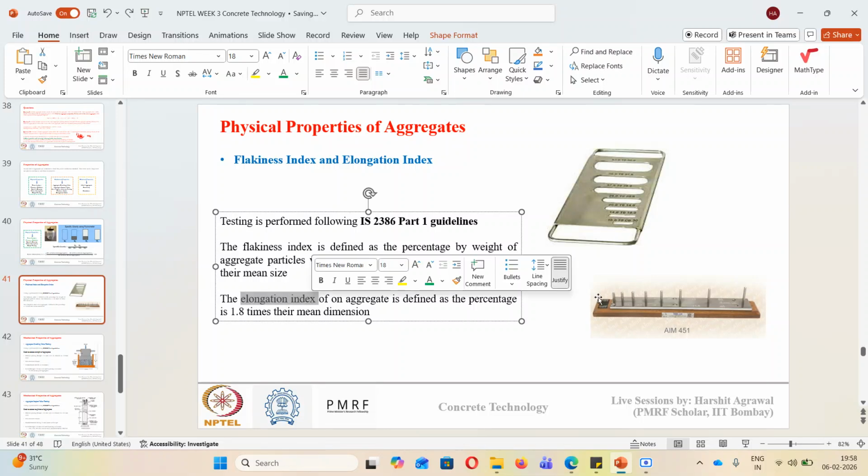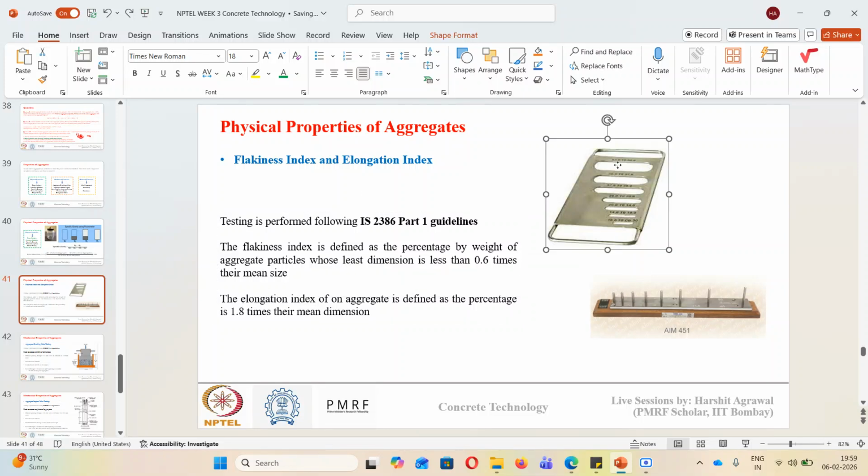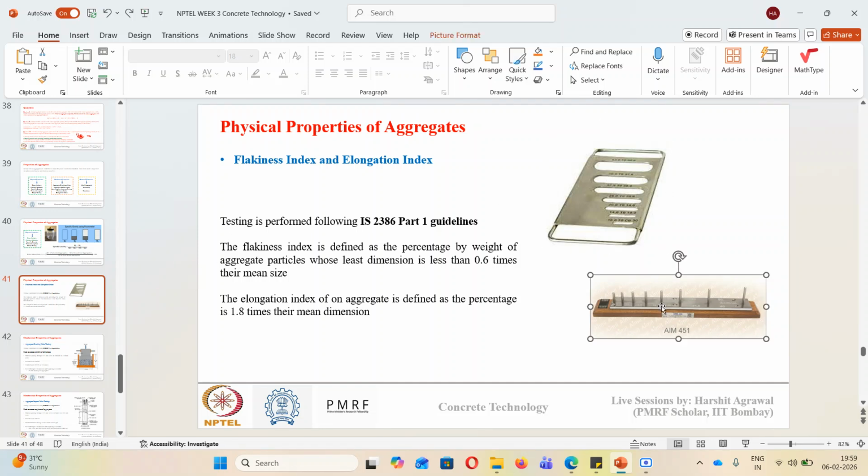And elongation index we define using this scale, this is for elongation and this is for flakiness index. From these two scales we determine what percentage of aggregates are passing through different zones. And then using this index, 0.6 times the mean size and 1.8 times the mean dimension, we determine the flakiness index and elongation index. So that is how we do the testing using these two scales.